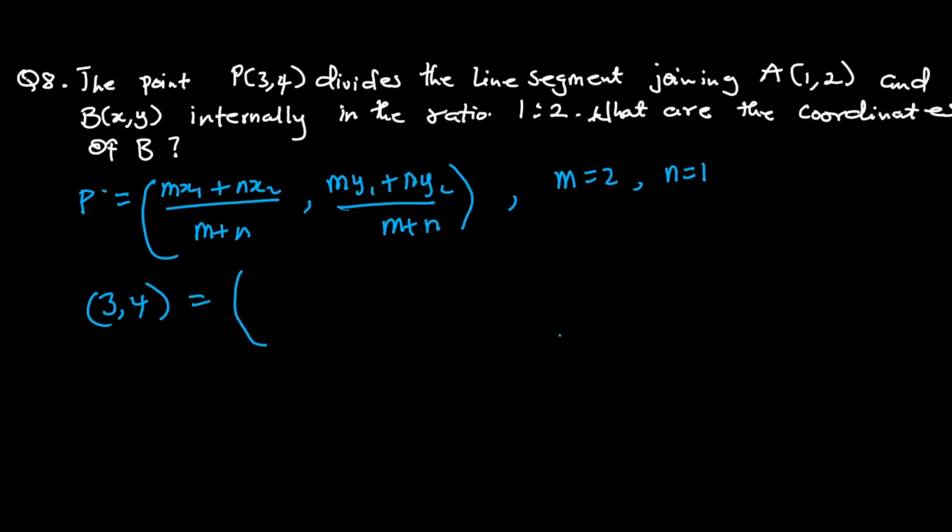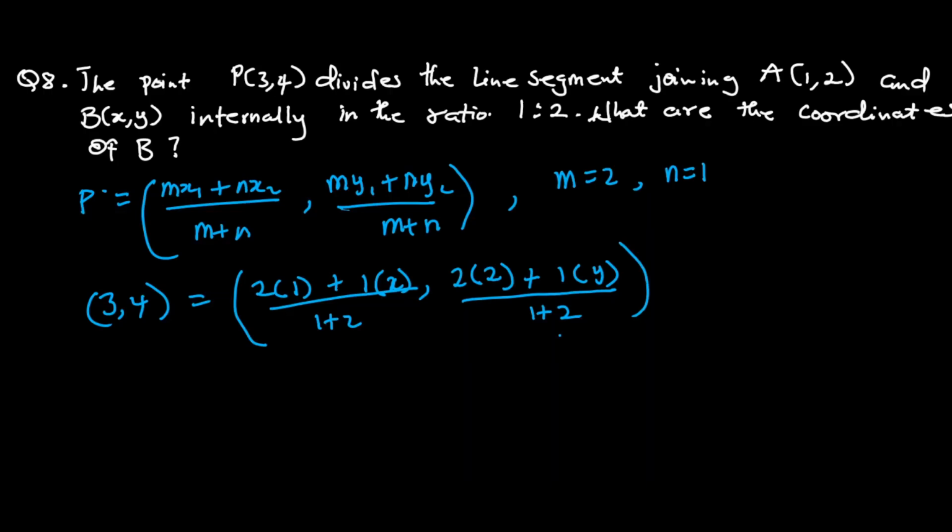So we substitute everything inside, and we are going to have 2 times our x1, which is 1, plus our n, which is 1, times our x2, which is x, all over our ratio, that is 1 plus 2. And then we have this one too. So we have 2 times 2 plus 1 times our y all over 1 plus 2. Alright, so let's evaluate this.